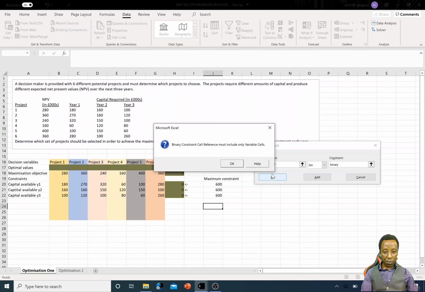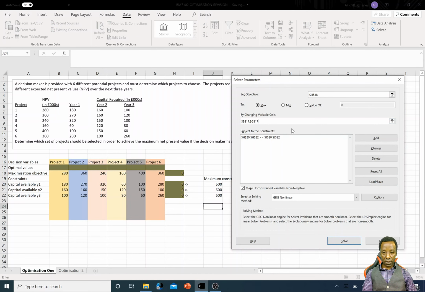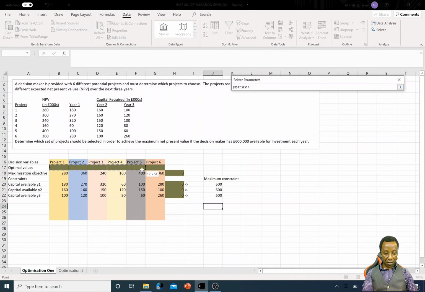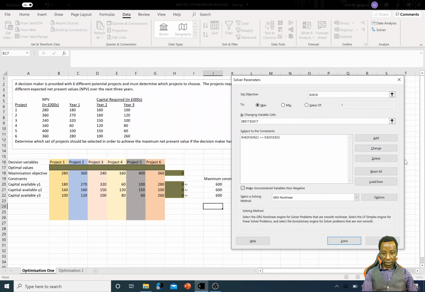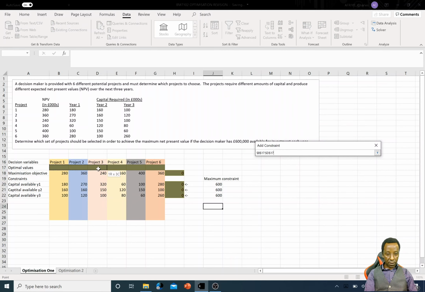Got an error message pop up: binary constraint cell reference must include only variable cells. Okay, what's that? Let's just do this again. I think when we copied this, we needed to just let it be that, and then we said just add and see what happens here.